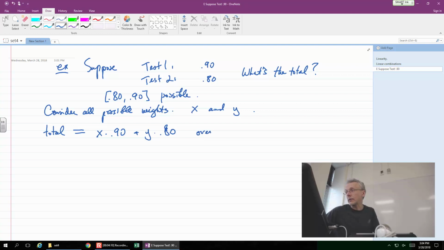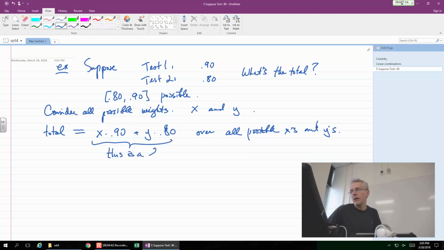So over all possible x's and y's, it's not a number anymore because the knowledge is spread out, but rather a set of numbers, and specifically we will discover, or we already did, that it is an interval. Why is it an interval? Well, first of all, let's observe that this is a linear combination of the scores for test 1 and test 2.